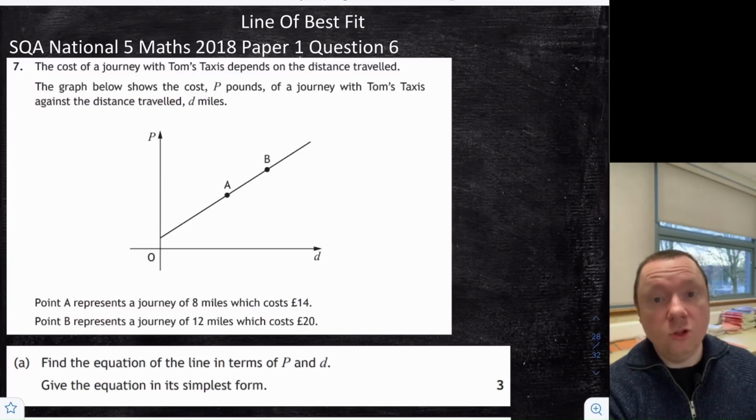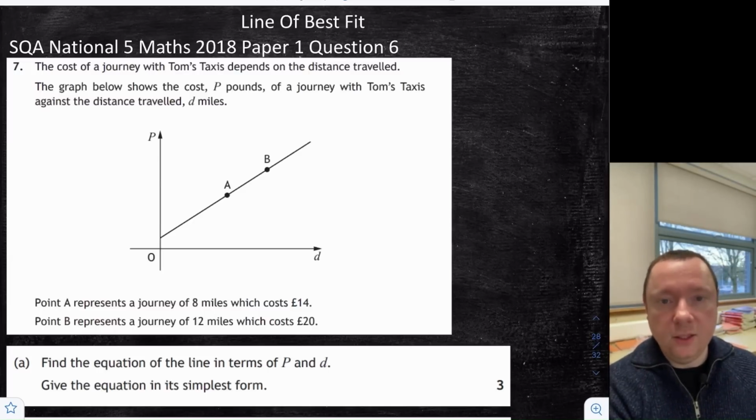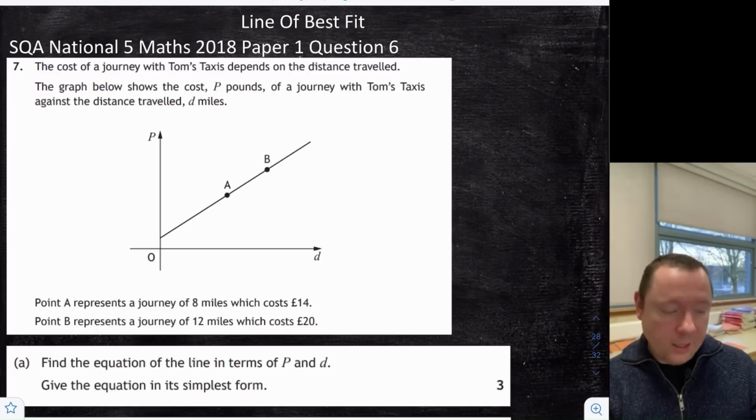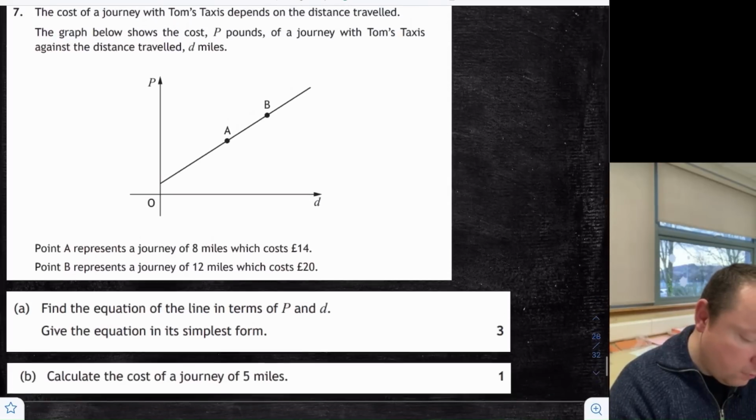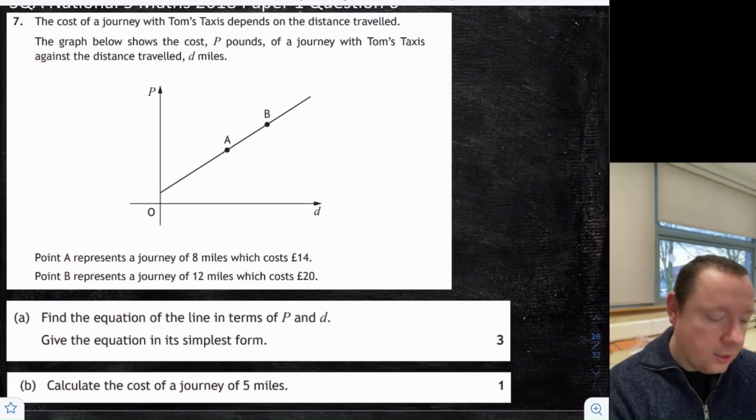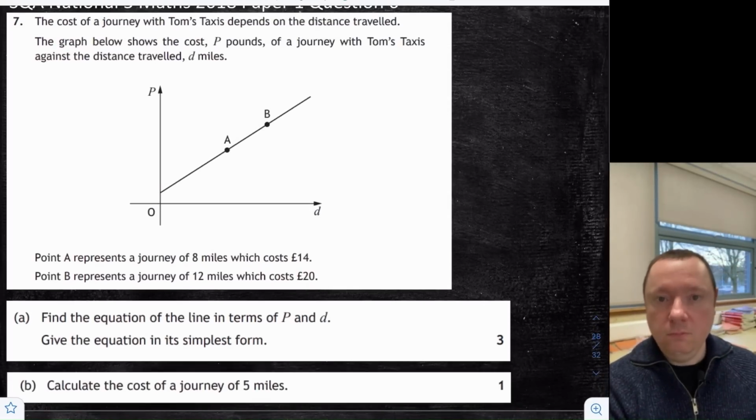So it's always the same straight line. We need the gradient, then we need to use a point for y minus b equals m(x minus a), and then we swap the y and the x for P in this case and D. And in part B, we've got the cost of a journey of 5 miles. I substitute 5 in and see what I get.